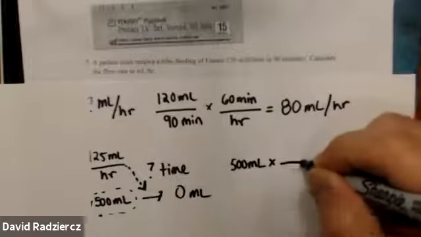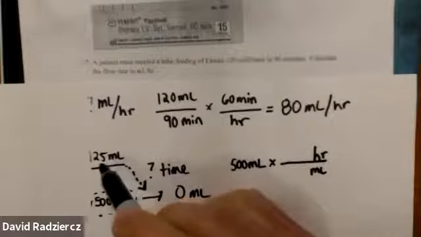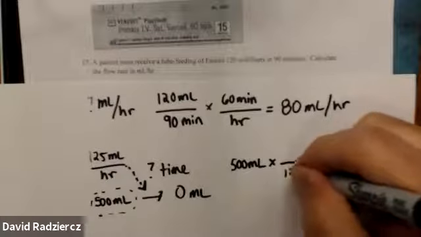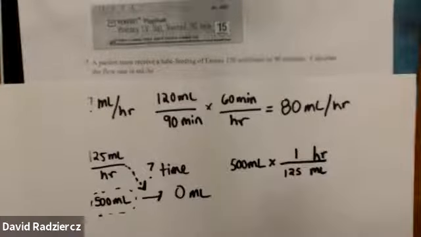I don't want milliliters. I want hours. And then all I'm going to do is transfer the information from the 125 milliliters to the hours. And then I can easily solve this type of problem, because all I'm doing is taking 500 and dividing by 125, manipulating the ratio of milliliters per hour. So if you didn't know this already, you can do this.